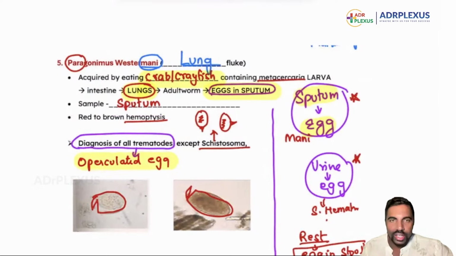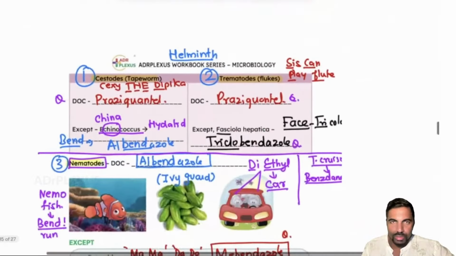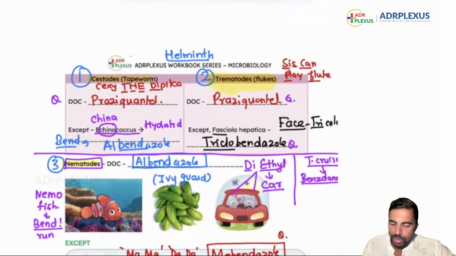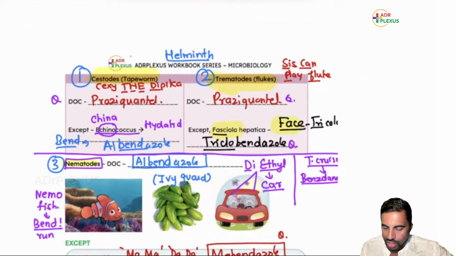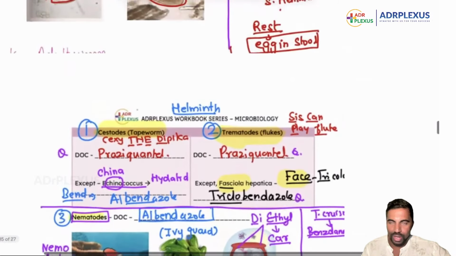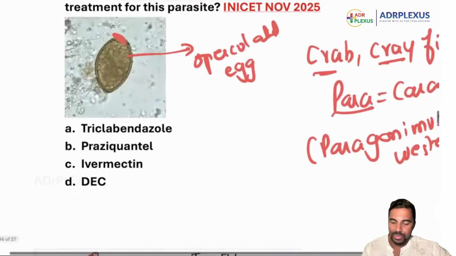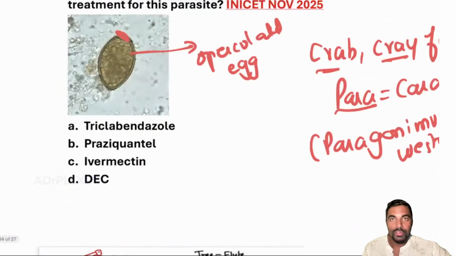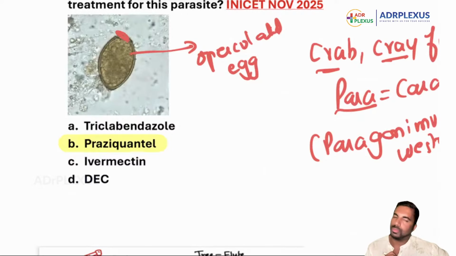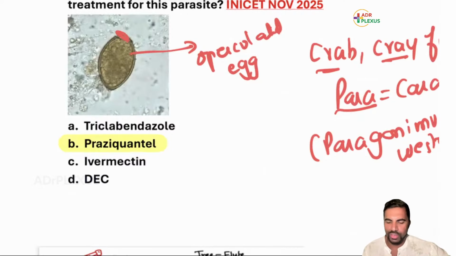And we told your operculated egg was there, and then most important, treatment. In treatment, we told what? For all the cestode and trematode, we give praziquantel, except for fasciola hepatica, we give triclabendazole. Otherwise, all praziquantel. So your answer is very clear. In the previous exam, they asked triclabendazole for fasciola hepatica. This time they asked this one. So your answer is Paragonimus westermani, praziquantel. Finished. That's all.